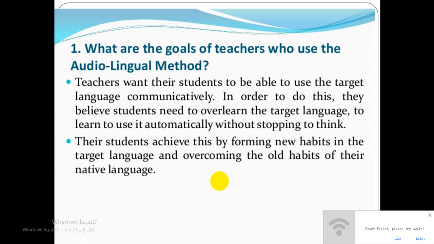If I ask you, what are the goals of teachers who use the Audiolingual method? The goal of teachers in this method is that they want their students to be able to use the target language communicatively. In order to do this, they believe students need to overlearn the target language to learn to use it automatically without stopping to think. Their students achieve this by forming new habits in the target language and overcoming the old habits of their native language.